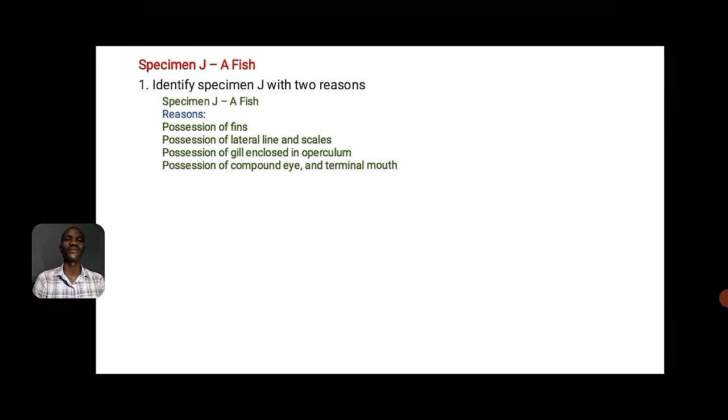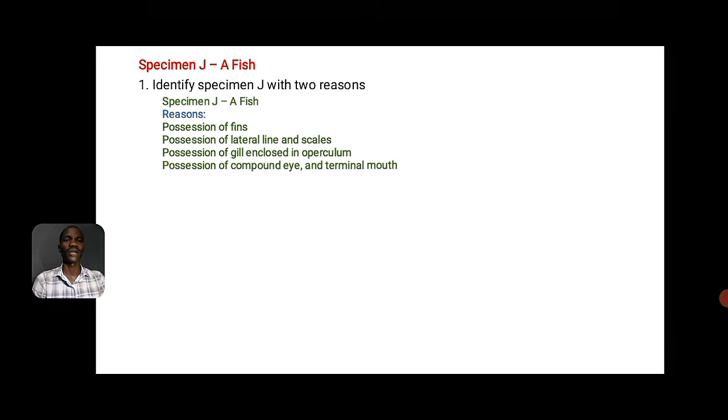The possession of fins. The second one is possession of lateral line. Then you can also say possession of scales, possession of gill enclosed in operculum. You cannot see the gills because it is not observable from the outside unless you cut it open. So if I were you, I would say enclosed. The gill is enclosed in operculum, or I would just say presence of operculum. Another one is presence of compound eye or presence of terminal mouth.